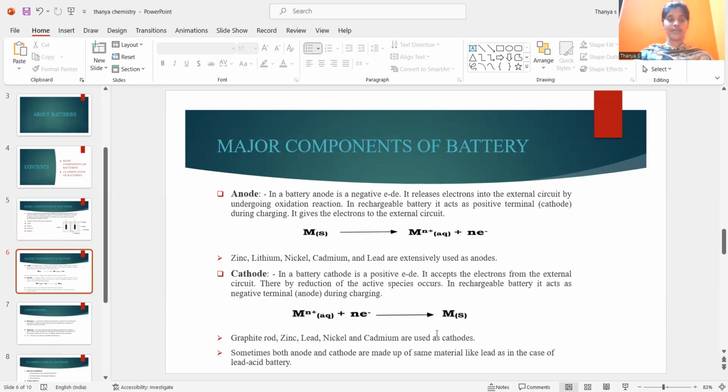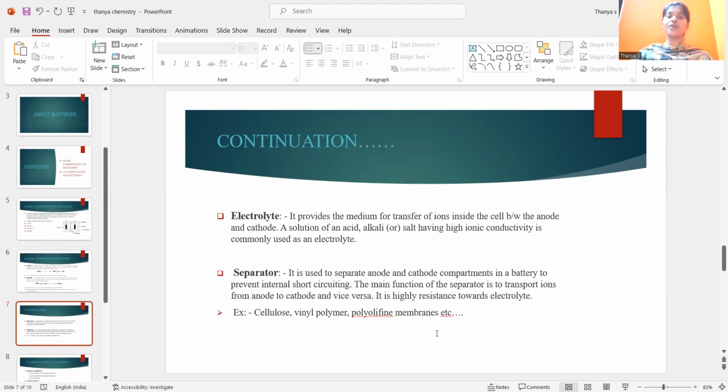Next one, electrolyte. It provides the medium for transfer of ions inside the cell between the anode and cathode. A solution of an acid, alkali or a salt having high ionic conductivity is commonly used as an electrolyte.